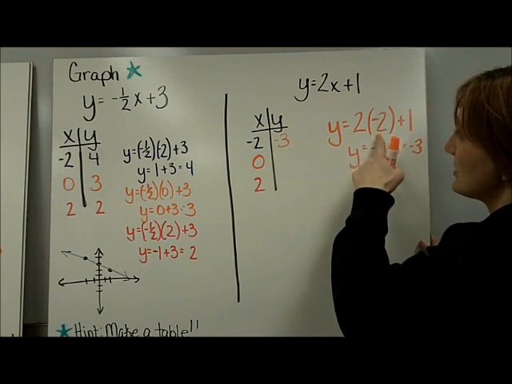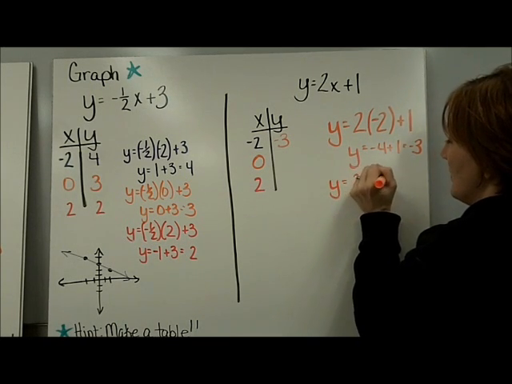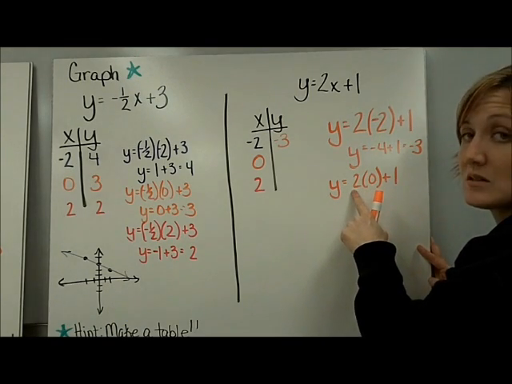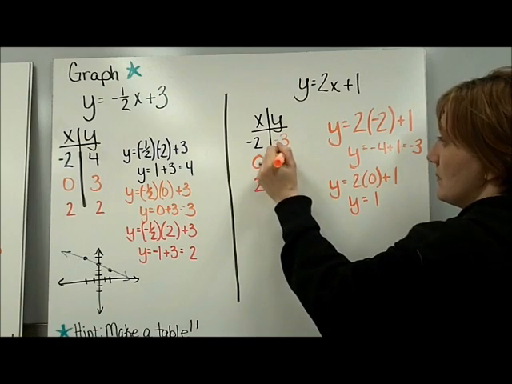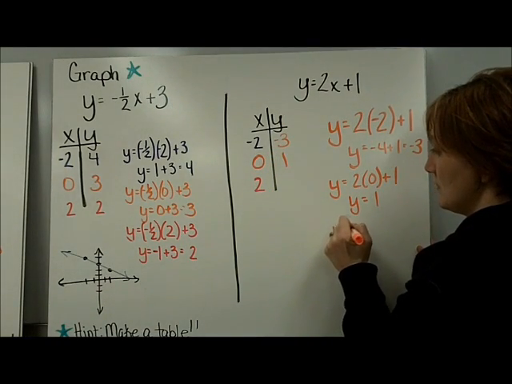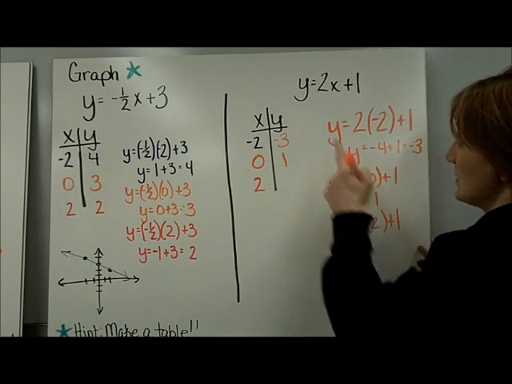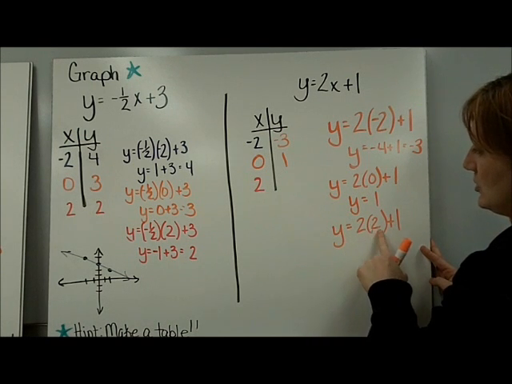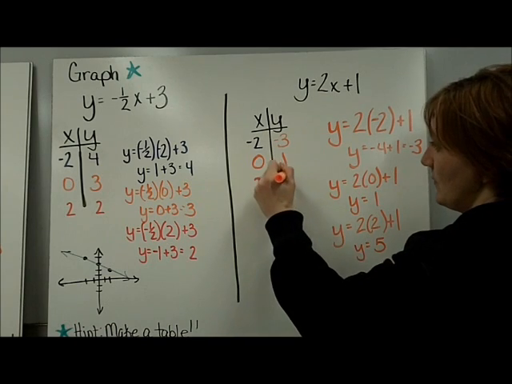If I'm going to put 0 into this equation, anything times 0 is 0, plus 1 is 1. So y equals 1. And if I put a positive 2 in, same equation, I say 2 times 2 is 4, plus 1, y equals 5.